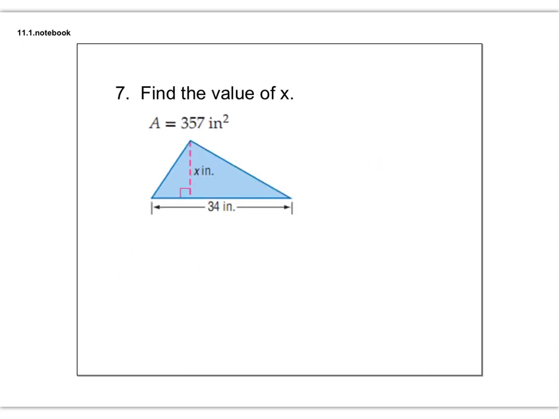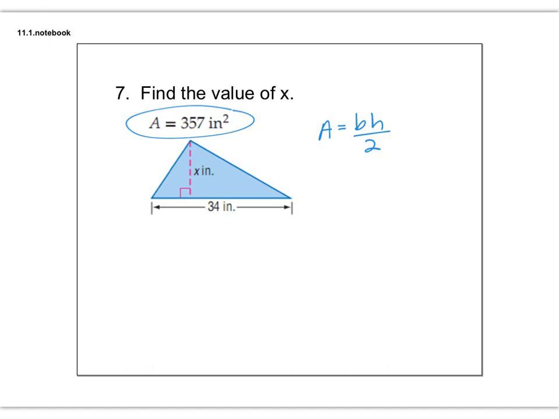Number 7. This is a triangle, and I notice they give us the area of the triangle is 357 square inches. So I see some clues here. I know we're dealing with a triangle, and I know we're given the area. So I'm thinking base times height divided by 2 is going to be our formula that we're going to use because we have a triangle. Fill in what you know.